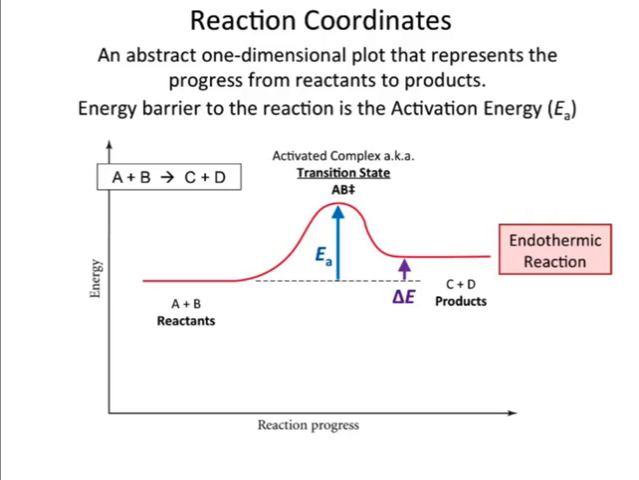Another thing I want to point out is this little dagger, the AB with this kind of double dagger on it. And that is one way that we represent transition states. Sure, AB here is kind of generic, but we can write a chemical formula with this double dagger after it, and that will show that it's the transition state.